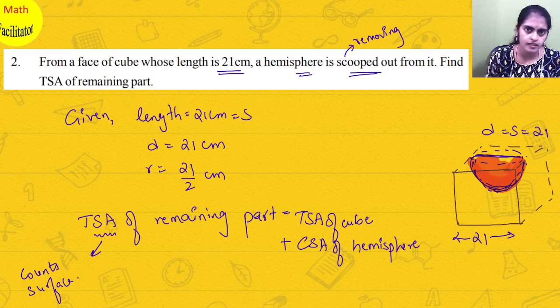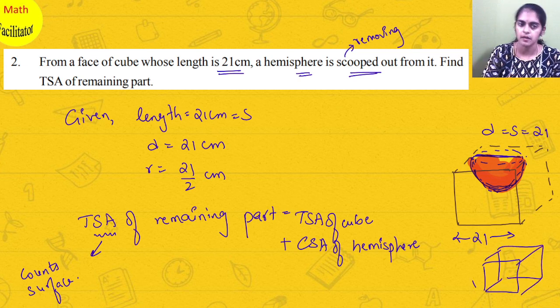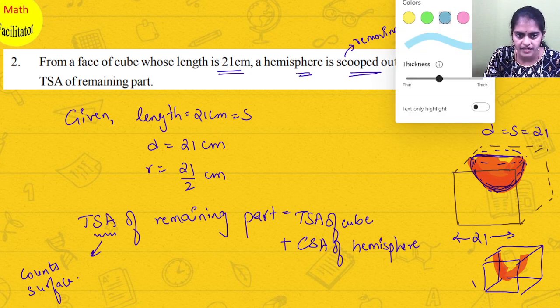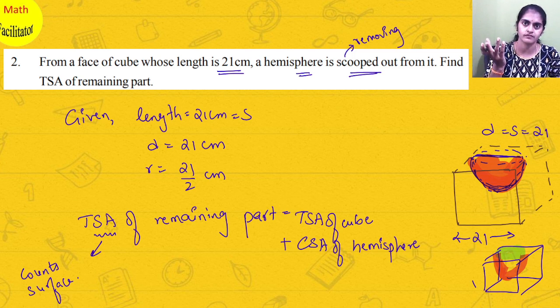Is it done here? No, it is not done. So now see what I have taken. I have taken TSA of cube. What is the meaning of TSA of cube? TSA of cube means all the 6 surfaces I have taken. But it is given that there is a hemisphere scooped out here in this way. Okay. So now here this region, when the hemisphere is scooped out, see here. When the hemisphere is scooped out, this circular region here, it is removed. Okay, you don't have that circular region.